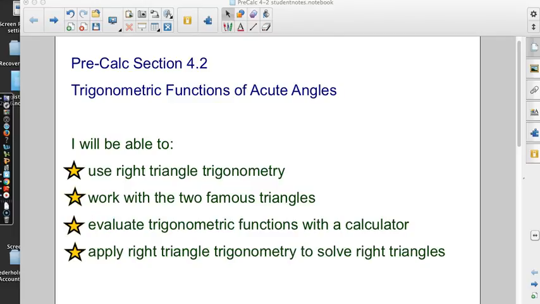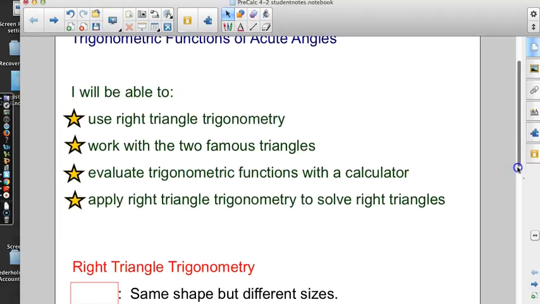And we will eventually evaluate some trig functions with the calculator just so that we get a feel for what they look like, and then apply right triangle trigonometry to solve right triangles. And that's probably tomorrow's stuff.